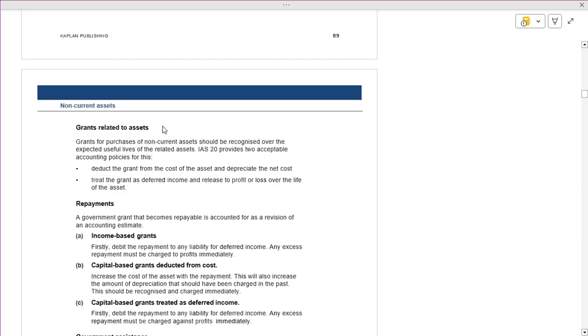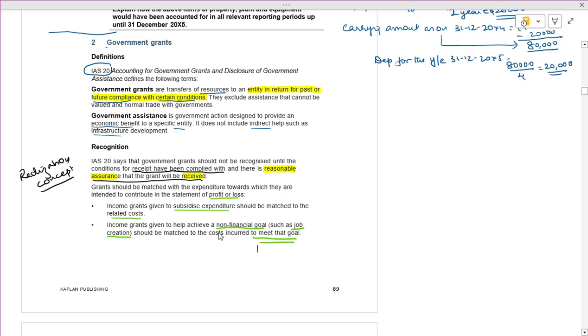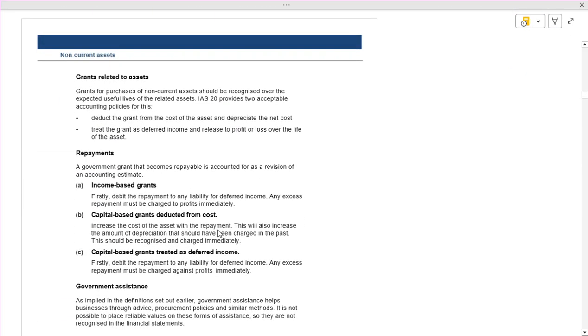Fine. Now, grants related to assets. The first thing is how we have to recognize them. There are various different ways. Grants for purchase of non-current assets should be recognized over the life of the asset. When you are receiving the grant in 2023 for a non-current asset, and it is for 10 years, you should not recognize the whole amount in 2023 alone.